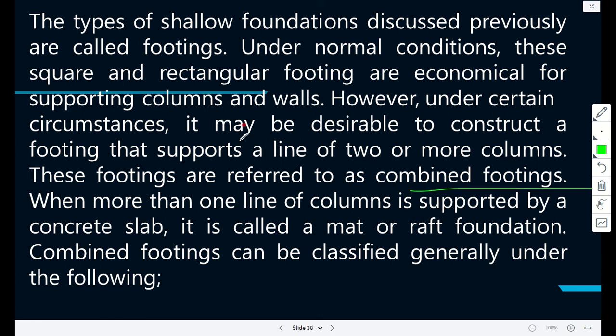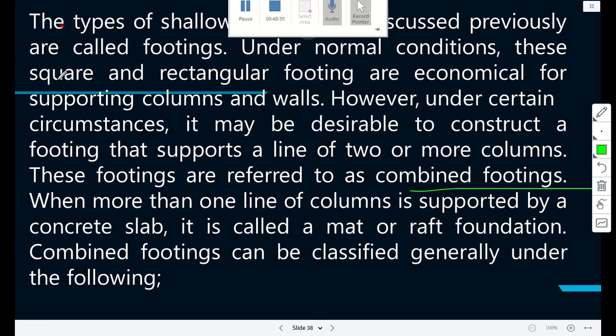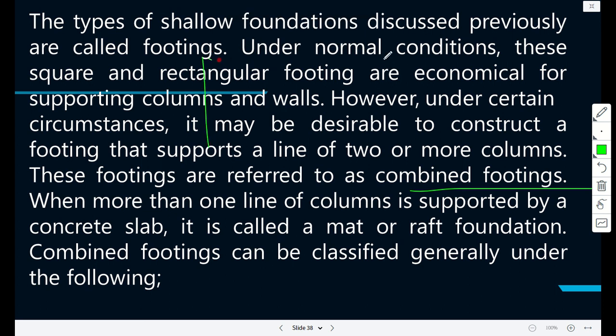So sometimes, like I said here, for example, this is your column, and this is your column, and this is your column.